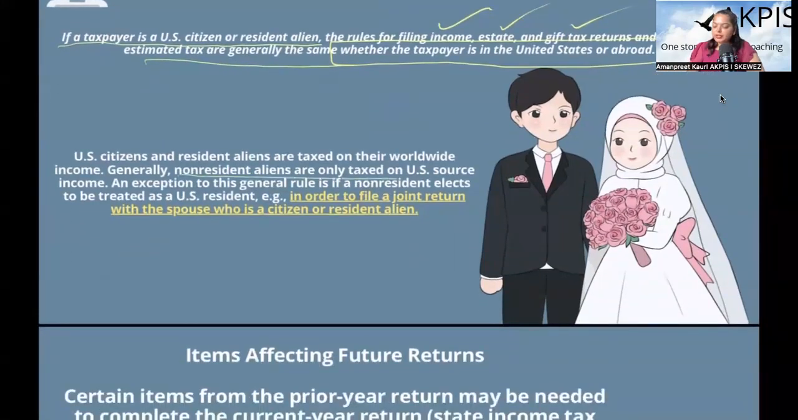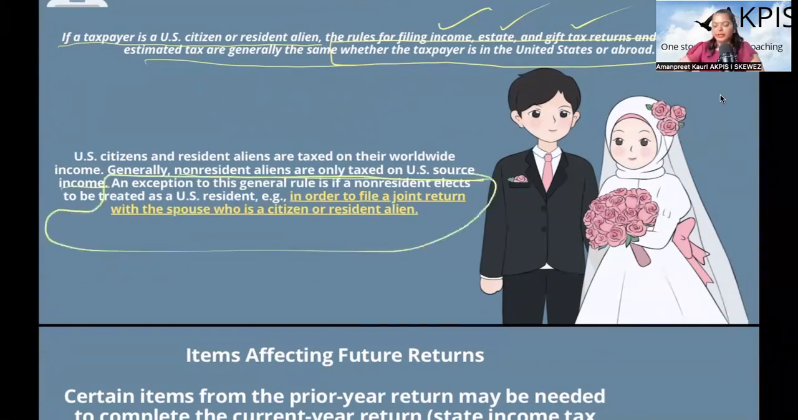Generally, non-resident aliens are only taxed on US source income. If you are not a resident, but rather a non-resident, you're supposed to pay taxes only on income which is earned in the United States of America or any business connected within the US. You being a non-resident are not supposed to pay tax on entire worldwide income, but only on income connected with the US, right?